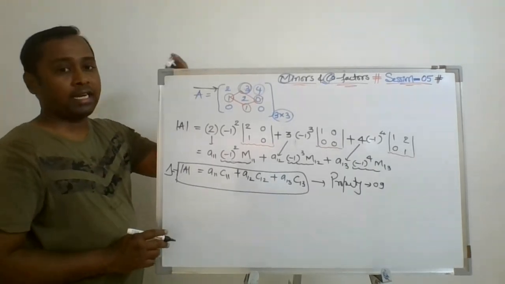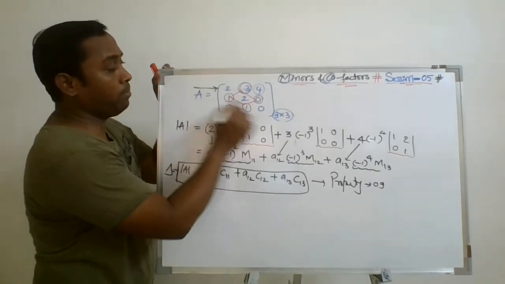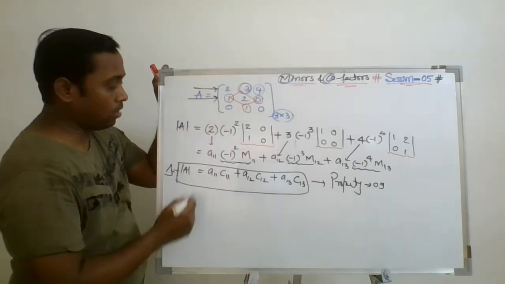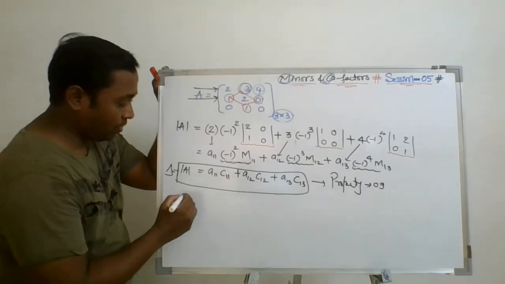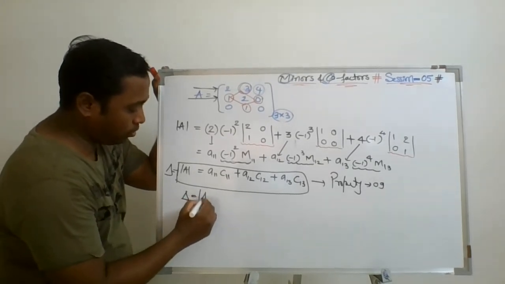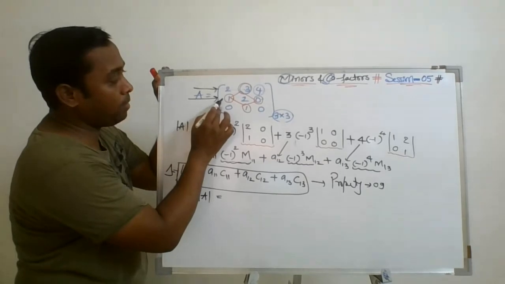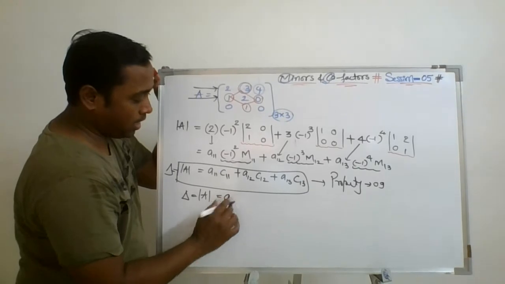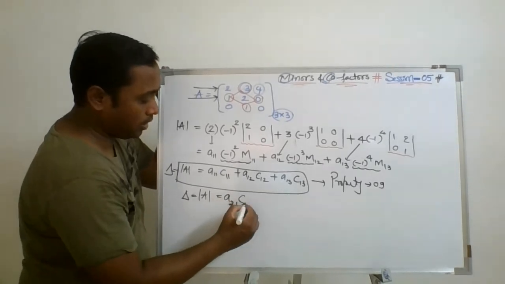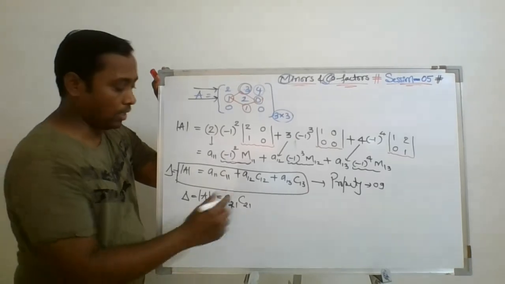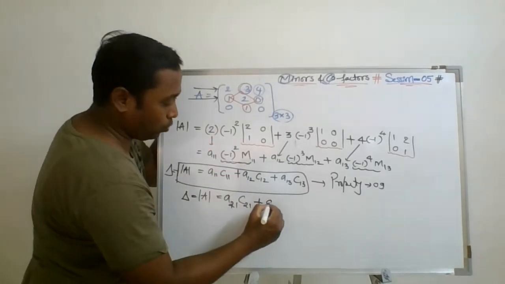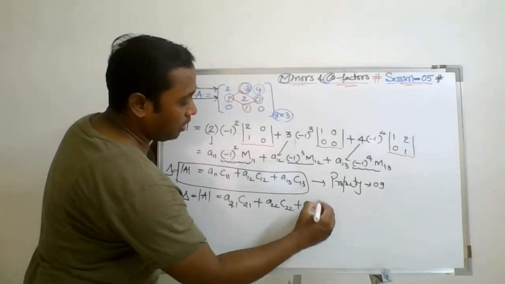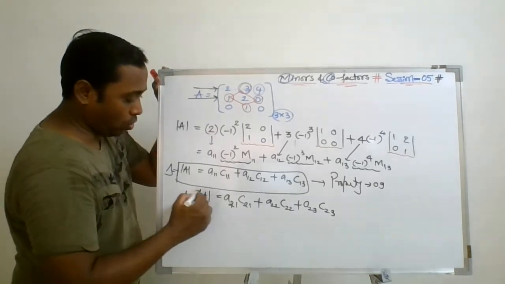Now, if I want to find the determinant of the 3 by 3 square matrix with the help of row 2 elements, how can I write it? Simply, delta, the determinant of the square matrix, can be written as A21, the second row first column element, multiplied by the cofactor C21, plus A22 C22, then A23 C23. So this also gives the determinant.